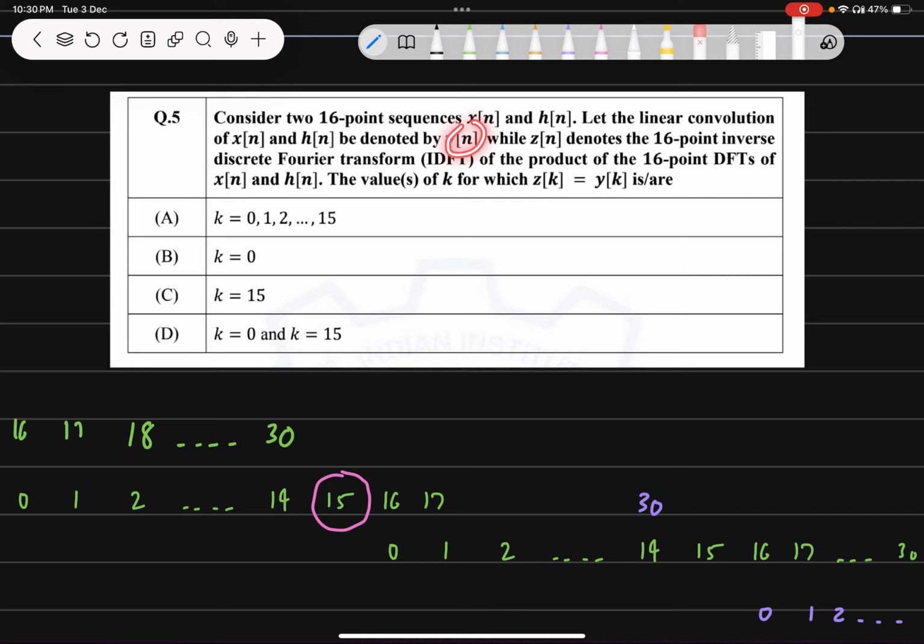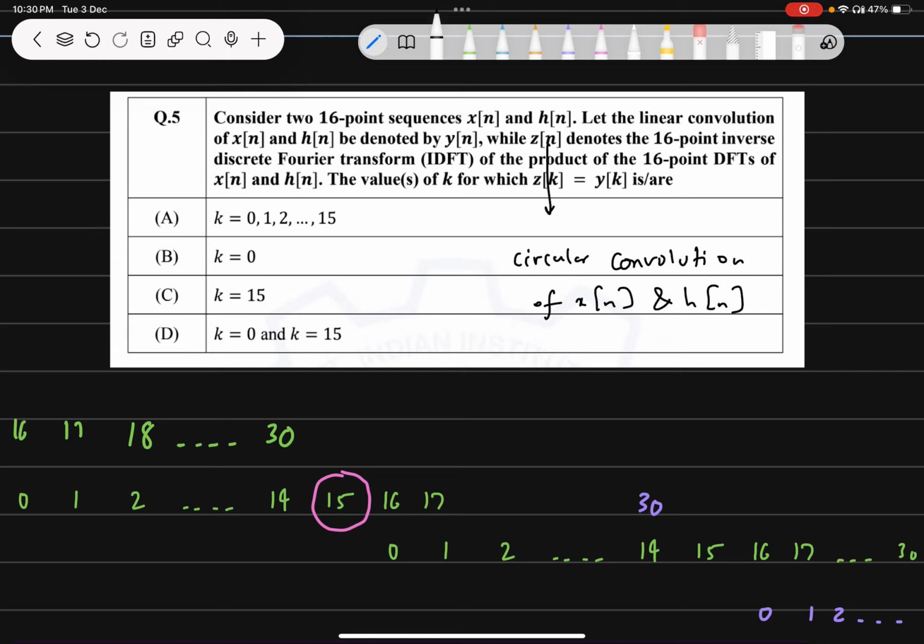is denoted by yn. Whereas their 16-point DFTs are taken, multiplied, and then the IDFT is taken, and it gives us zn. So it is implied that zn is the circular convolution, because that's what the IDFT gives us. It is the circular convolution of xn and hn. Now, since we know the circular convolution, we wish to find out at what values of k the circular convolution and the linear convolution are equal to one another.